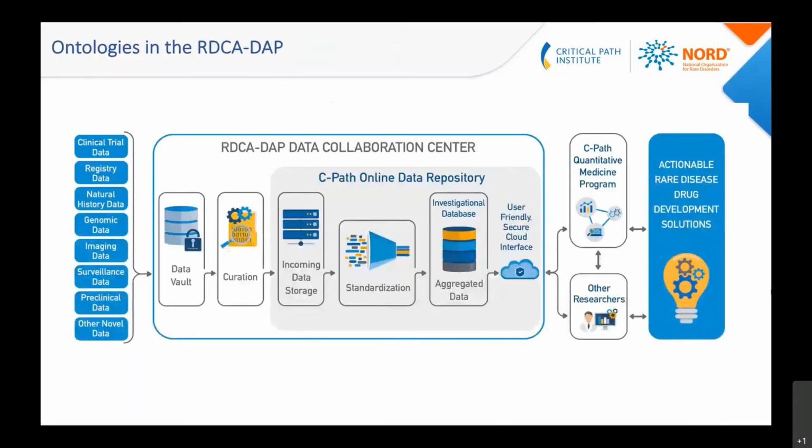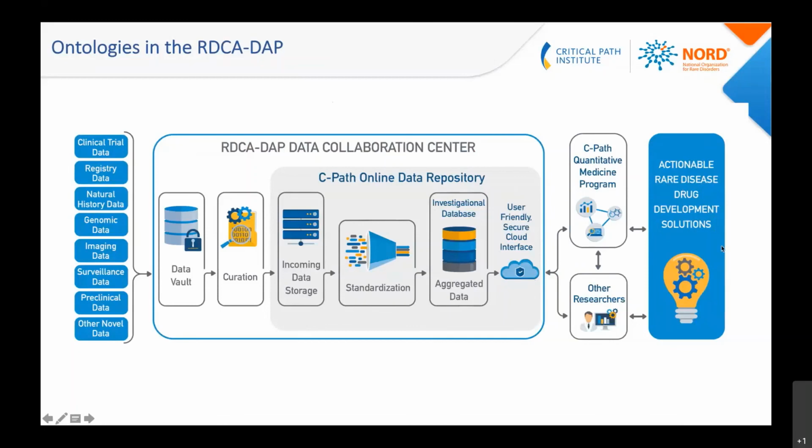This figure shows the generalized architecture for the RDCA-DAP. You can see that we'll be bringing in many different kinds of data, from clinical trials to natural history data to surveillance data and others, storing and standardizing them into a database that can be accessed through a user-friendly, secure cloud interface. The data that's then available can be used both by the C-Path quantitative medical team and other researchers to produce actionable rare disease drug development solutions.